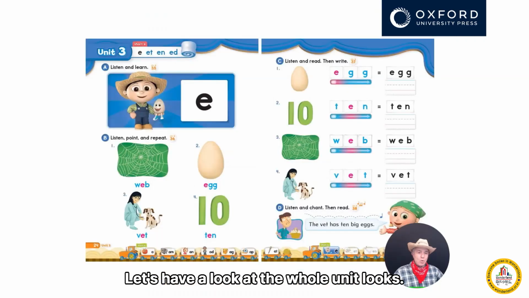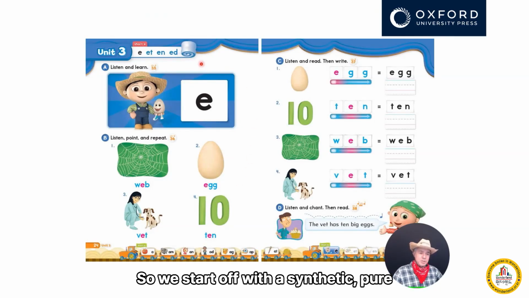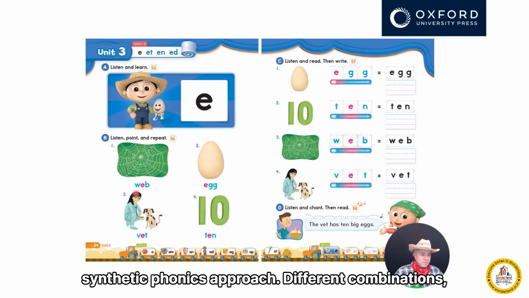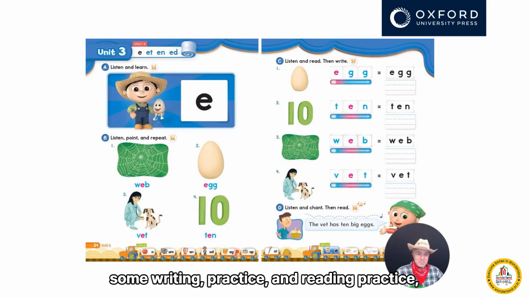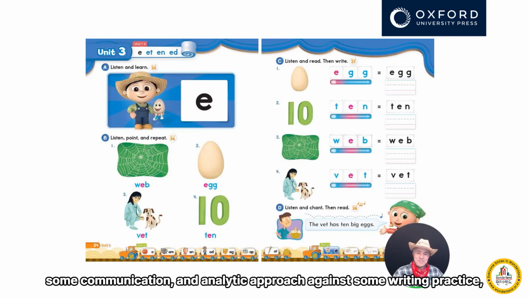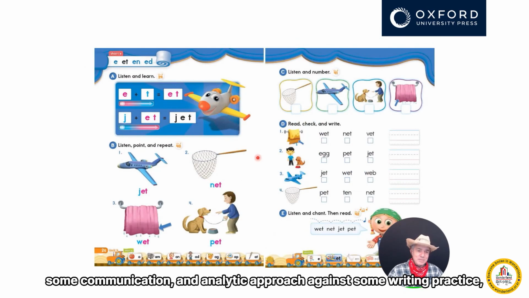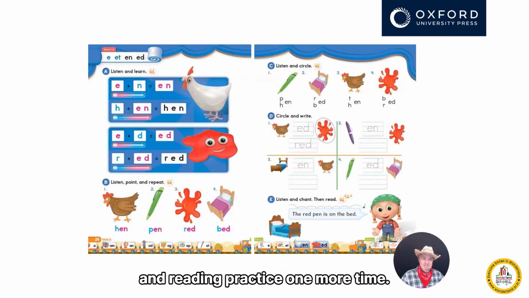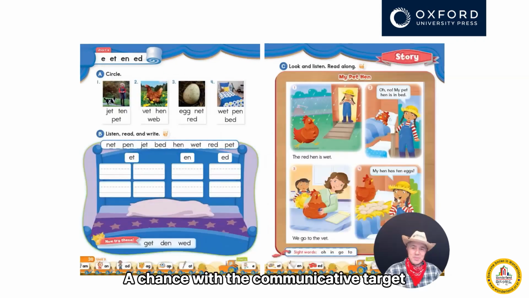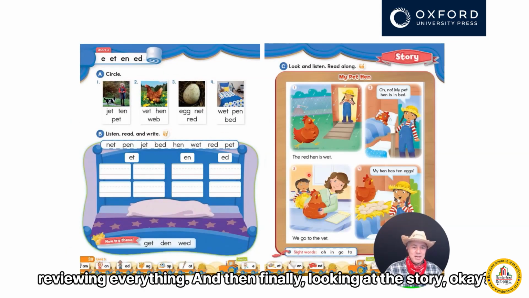Okay, let's have a look at how the whole unit looks. So we start off with a pure synthetic phonics approach, right? Different combinations, some writing practice and reading practice, some communication. Okay, an analytic approach. Again, some writing practice and reading practice. One more time, a chant with a communicative target. Reviewing everything. And then finally, looking at the story.